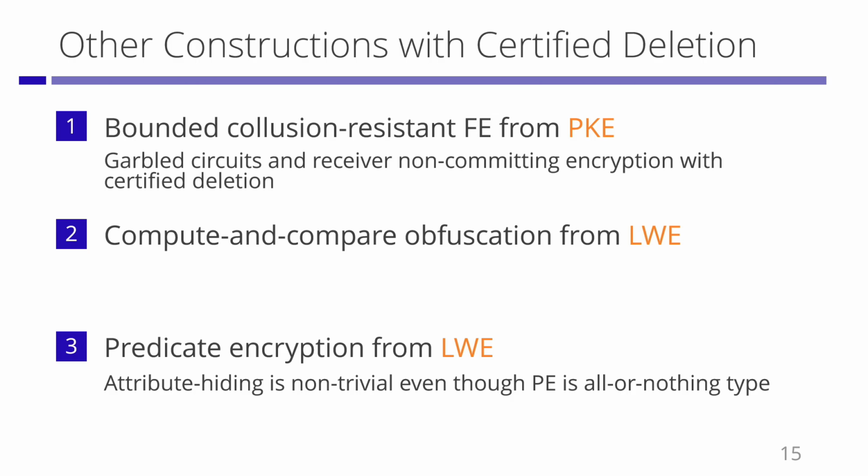And in this work, we also achieved bounded collusion FE. In the functional encryption with certified deletion, we use indistinguishability obfuscation. However, if we consider bounded collusion-resistant FE, then we can achieve certified deletion from standard public key encryption. And we also achieve compute-and-compare obfuscation with certified deletion from the standard LWE assumption. And we can show that we can use this compute-and-compare obfuscation to achieve predicate encryption with certified deletion. And this is achieved from the standard LWE assumption.